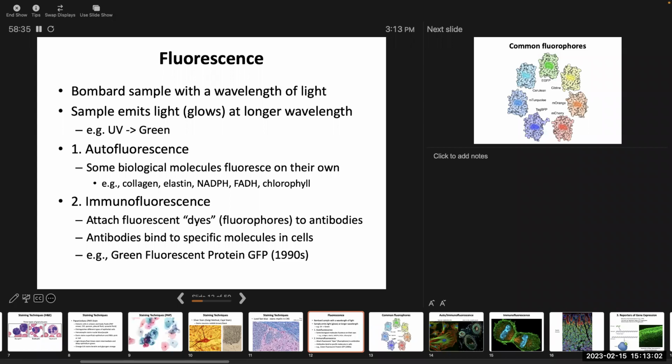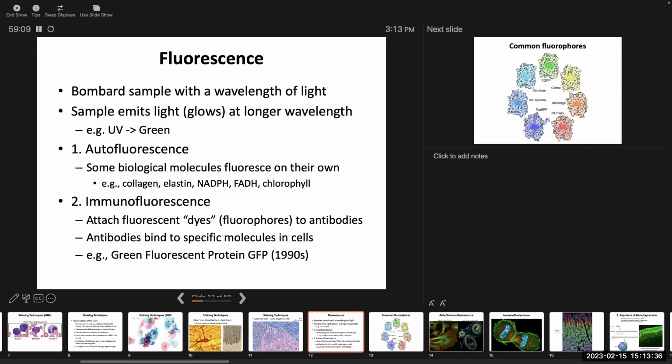The first fluorophore that was discovered and used for this process of immunofluorescence was something called green fluorescent protein, or GFP, discovered back in the 1990s, so 30 years ago. And it's become extraordinarily important ever since then. GFP was originally isolated from a species of jellyfish. It's one of these glowing jellyfish, I think it's found down in Australia.